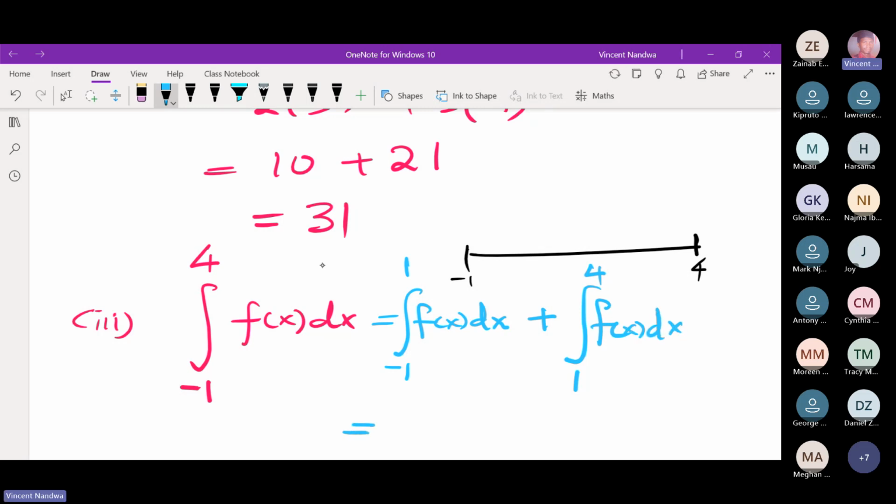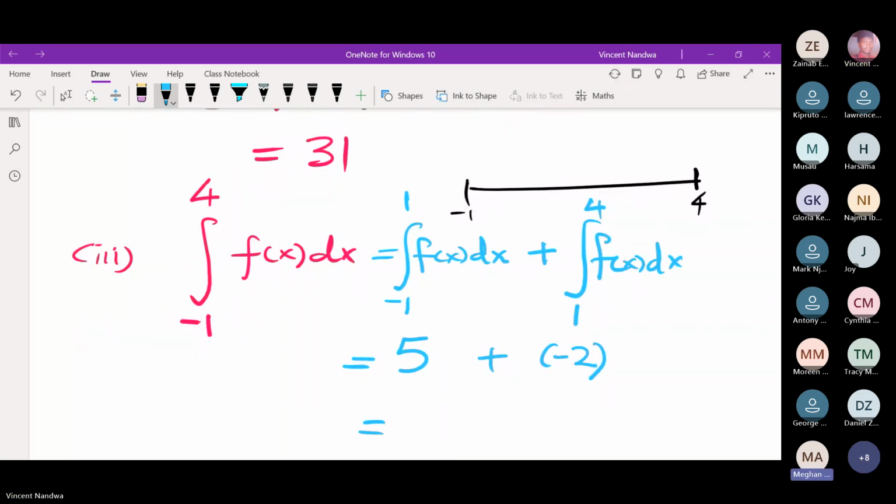So the first integral was given by 5. Then the second integral was given as -2. So when we add, 5 plus -2 is positive 3. So that is how we can use the properties of integrals to evaluate some given integral values.